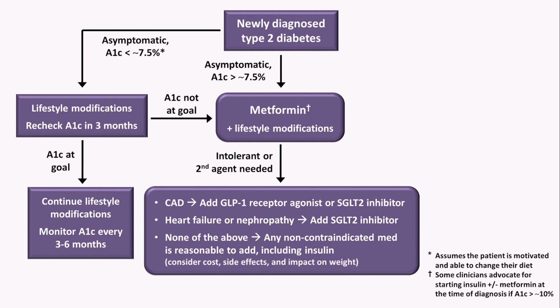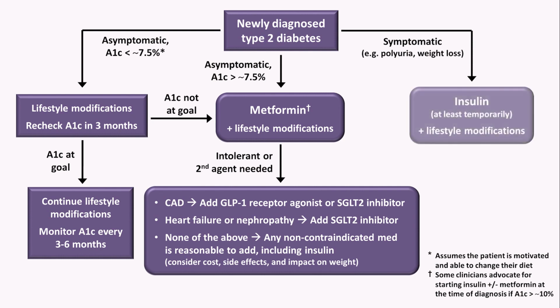You'll want to consider cost, side effect profile, and impact on weight. Allowing your patient to be an active and engaged part of that decision is probably more important than the actual drug chosen. And for any patient who is directly symptomatic from hyperglycemia, with such symptoms being polyuria or weight loss, insulin use, at least temporarily, is strongly recommended. After initiating insulin for the first time, in addition to immediate diabetes and insulin education, the patient should be reassessed in person in no more than 1 to 2 weeks, just to check out how everything is going.